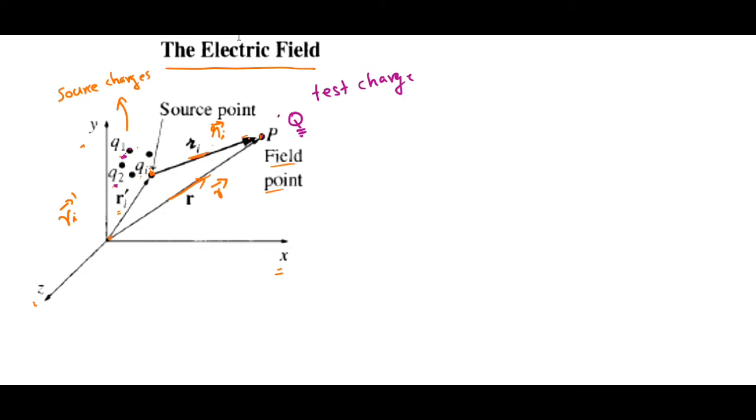Okay, F is the total force on the test charge Q, which means we have to first calculate F1. F1 means the force exerted by the first source charge on the test charge Q, and this is a vector sum. The force exerted by the second source charge on the test charge Q is F2, and so on.